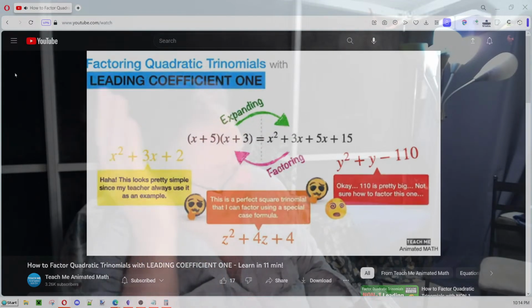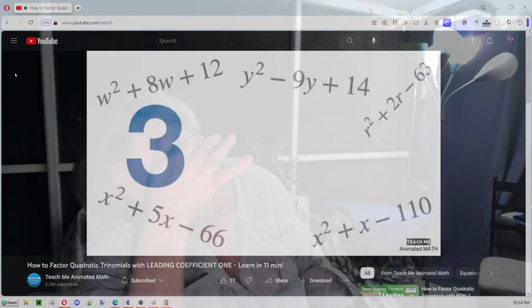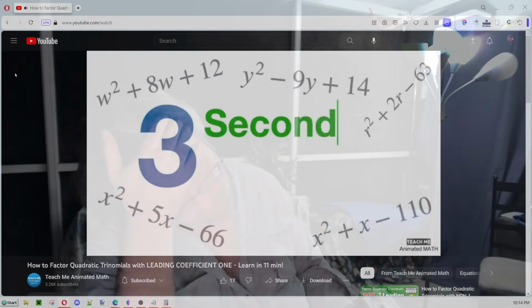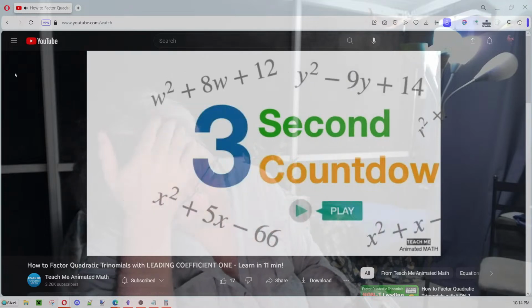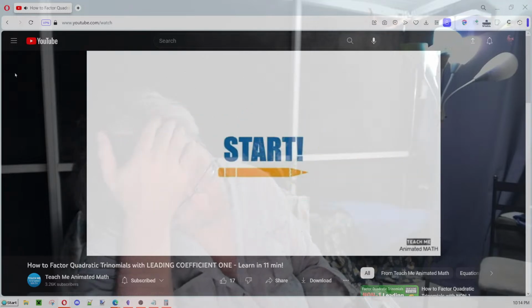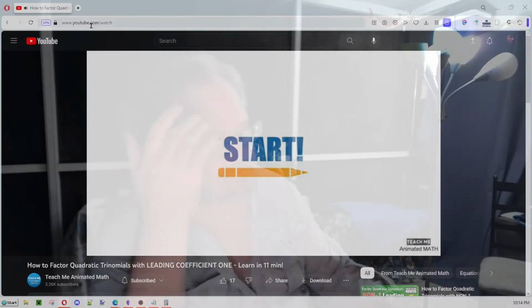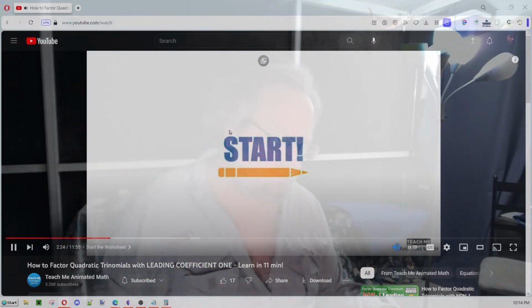So on we go. There will be a 3-second countdown before I start solving each problem. You can pause the video to solve it on your own first, and then continue playing the video to see if you're correct. Alright, let's learn how to factor quadratic trinomials with leading coefficient 1.